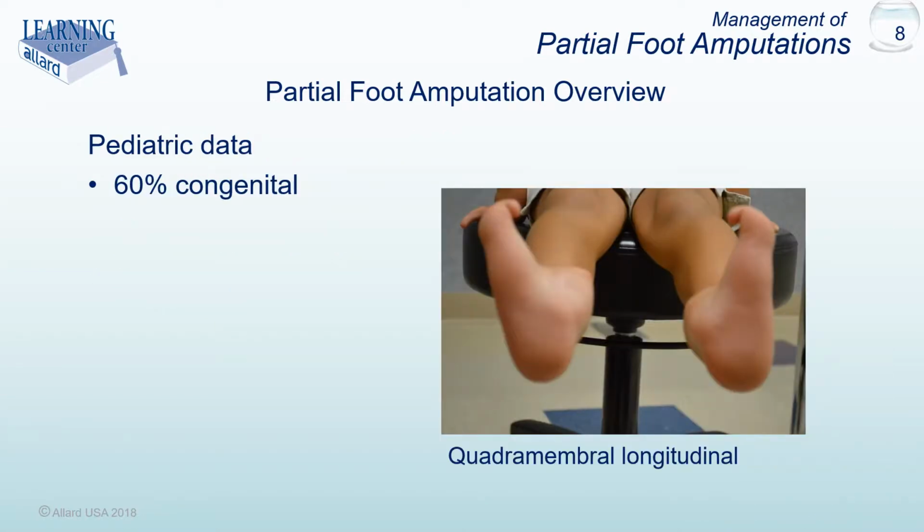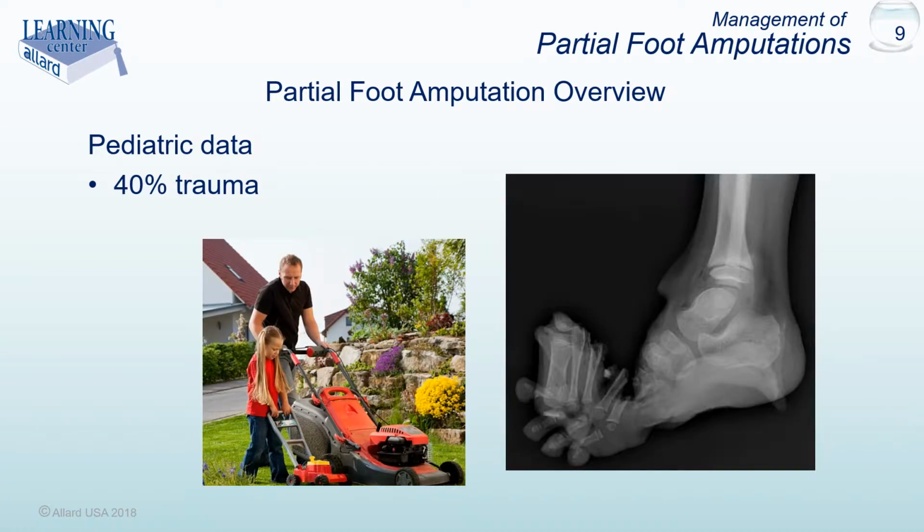The pediatric partial foot amputation population is relatively small, but if you work in a tertiary pediatric center, you may end up managing quite a few of these patients. About 60% of pediatric partial foot amputations are congenital. About 40% of the pediatric partial foot population is secondary to trauma. Motor vehicle accidents and lawnmower accidents lead that trauma list.